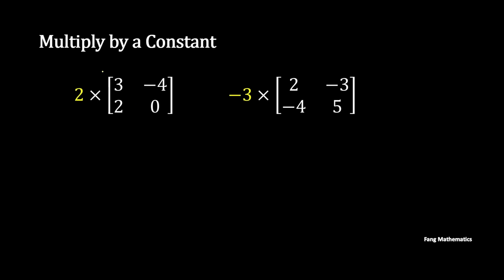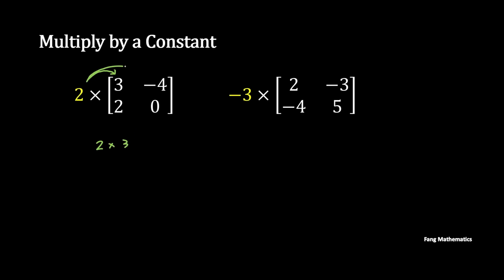Moving on, we are to multiply a constant to a matrix. So the rule is simple. You are to use this number outside the matrix and multiply it by each entry inside the matrix. So let's give it a try. You are to distribute the 2. We start from row 1, column 1. So you have 2 times 3.